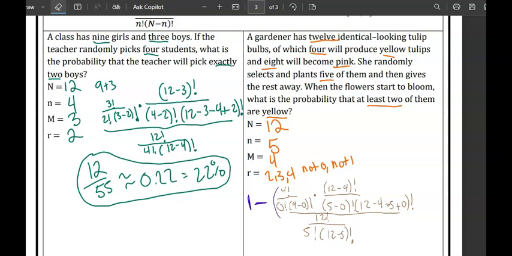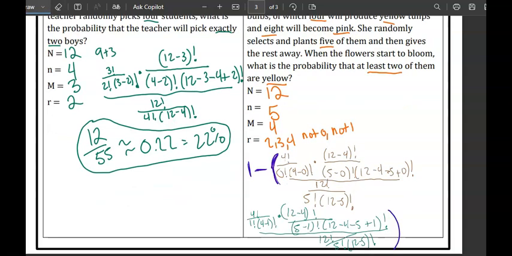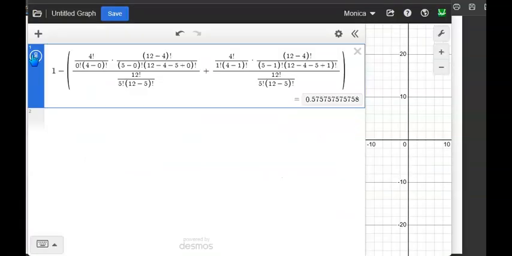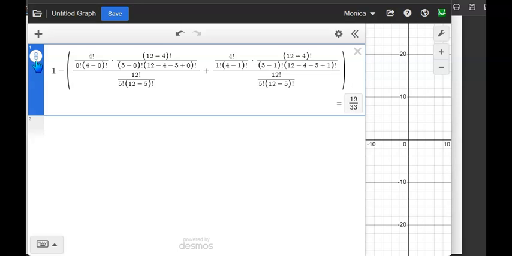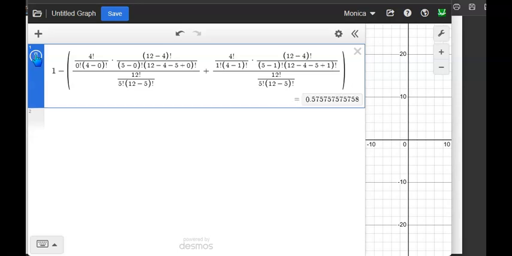All right, here is the formula plugged in for R is 0. And then you plug in the same thing for the other expression, except instead of 0 for R, you plug in 1. And then from there, you'll put these into the calculator. And if we plug this in, we get 19 out of 33, about 58%.